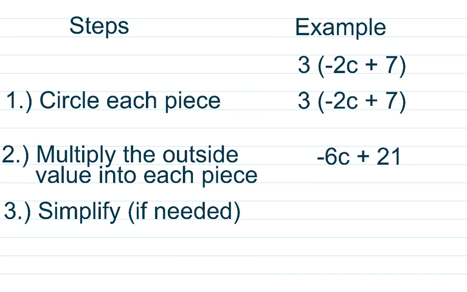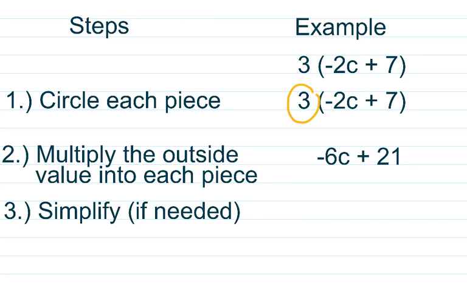Here are some steps that you can follow when you are solving or simplifying one of these distributive property questions. 3 times negative 2c plus 7. The 3 needs to be distributed into both of these pieces. So step 1, circle each piece. And what we mean by that is each term that you see.